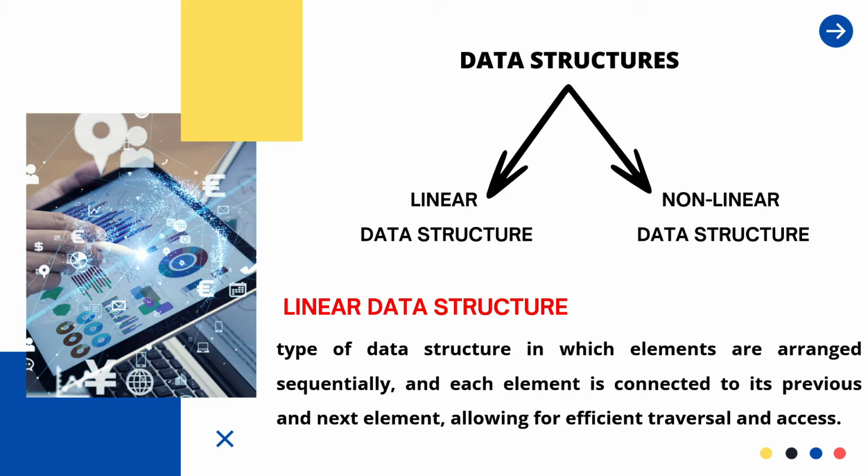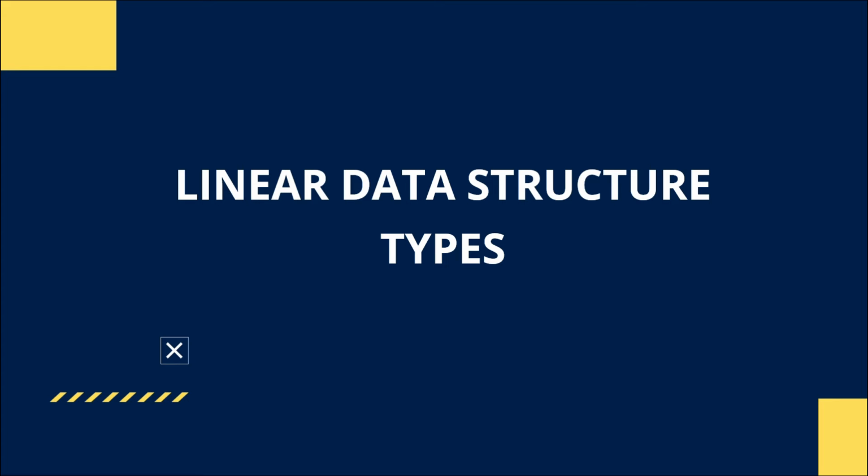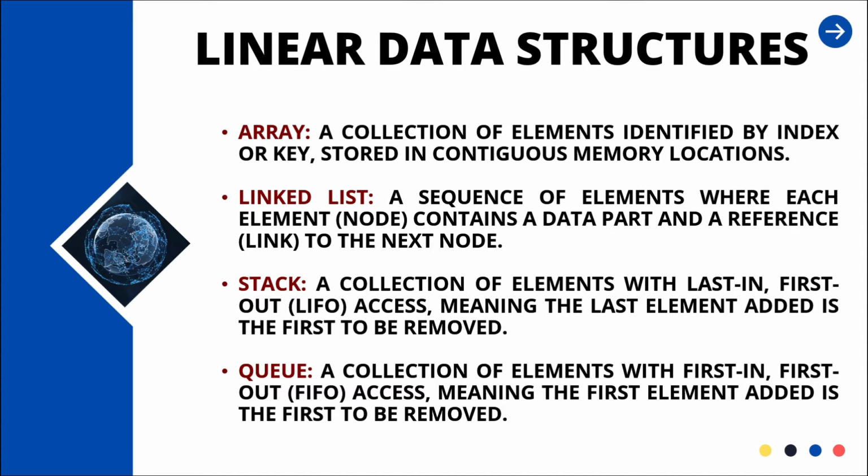So when we talk about linear data structures, these are interconnected with the elements nearby. You can see here, the elements are related to the next element and the previous element. So these elements are like a pack. Let's move on to see what the linear data structure types are. We can mainly see four types of linear data structures. They are array, linked list, stack, and queue.